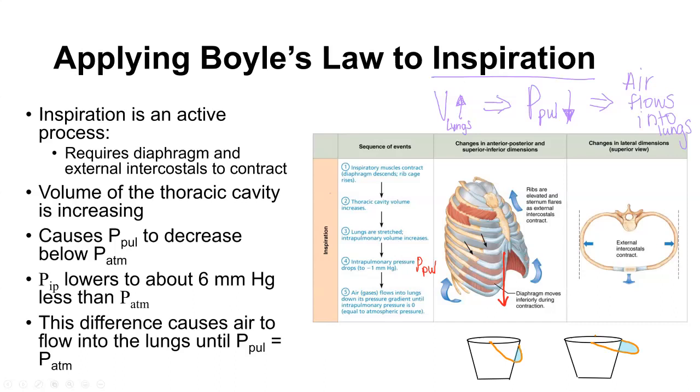So the volume of the lungs increases because of muscular contraction. Maybe I'll write that in there as well. So muscles contract, which increases the volume of the lungs, which decreases the pressure inside the lungs. And since the pressure is now lower than atmospheric pressure, air is going to flow from the atmosphere into the lungs. Okay, got it?